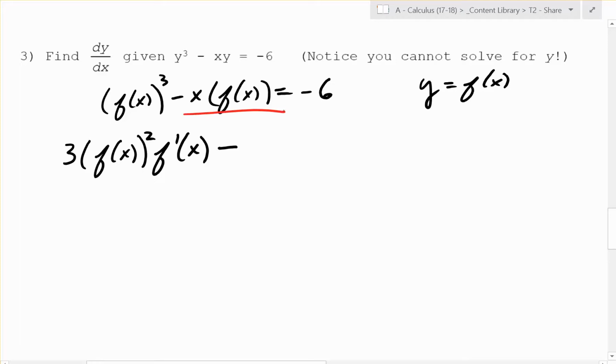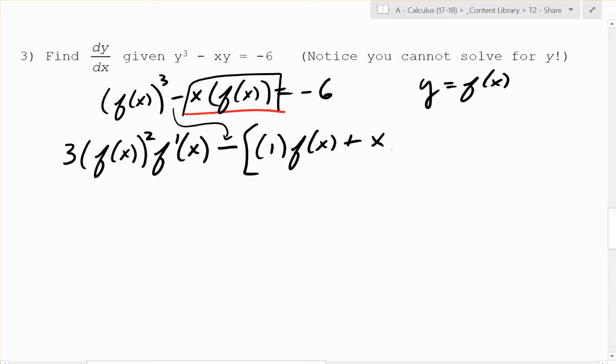For this one, we have to use the product rule. So it's the derivative of the first times the second plus the first times the derivative of the second, f prime of x, like this. Remember, I'm doing just this, so that negative is going right there. And remember, the derivative of a constant is 0.